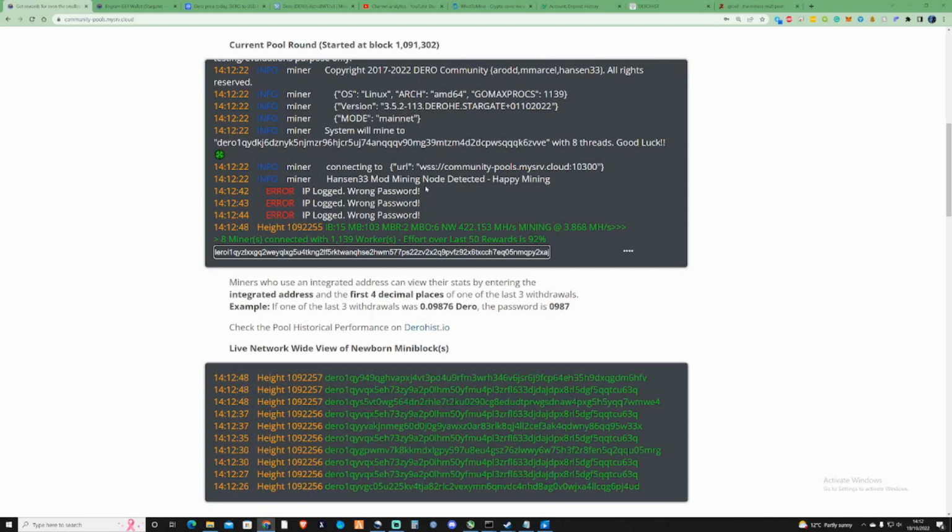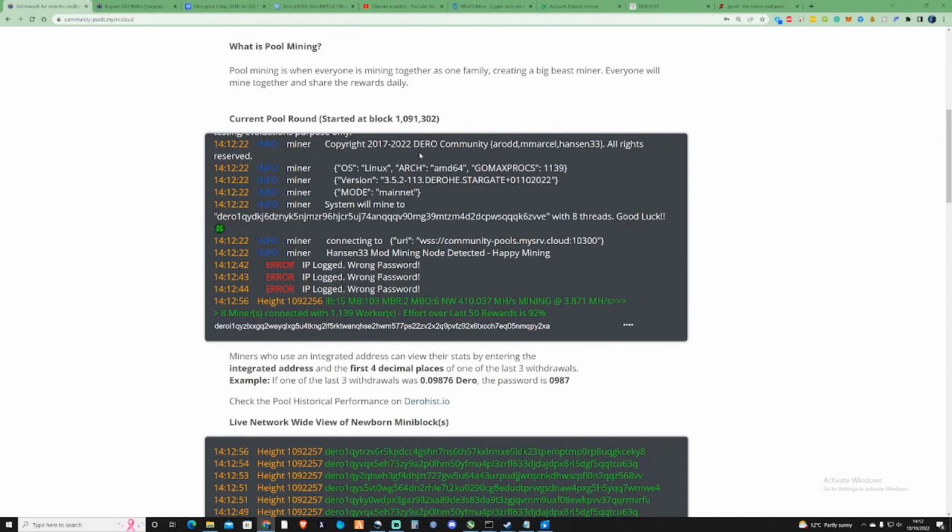Oh yeah, it actually worked this time, I think. No, I don't think so. I think someone just started up mining. Yeah, I think that's it. IP logged, wrong password.